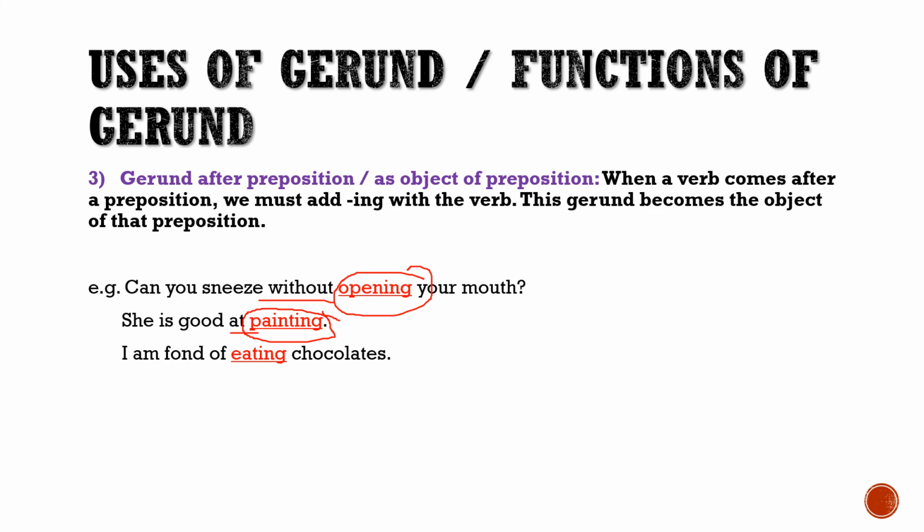Now the third example is I am fond of eating chocolates. And again of is followed by the gerund ing. And thus eating has become the object of the preposition of.